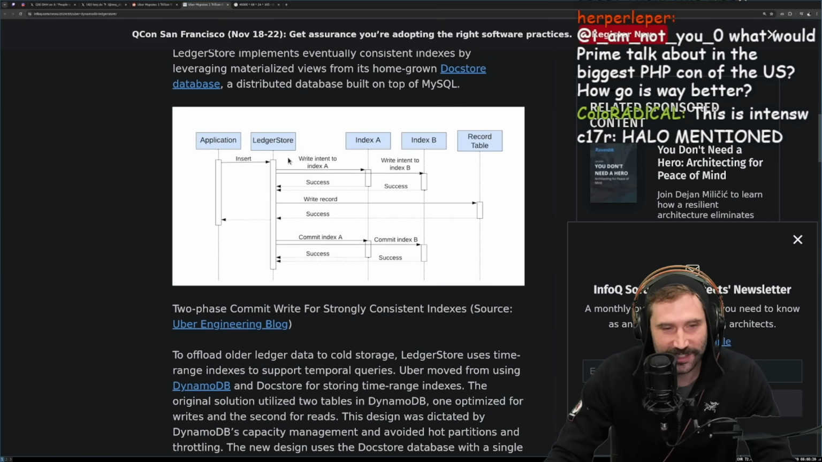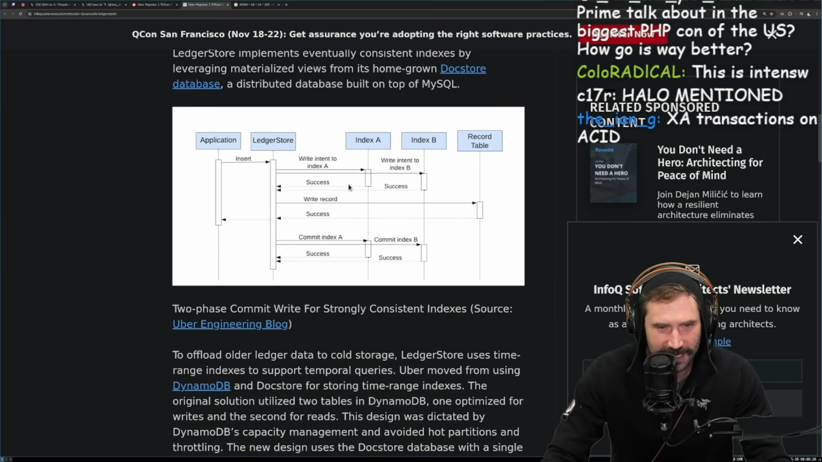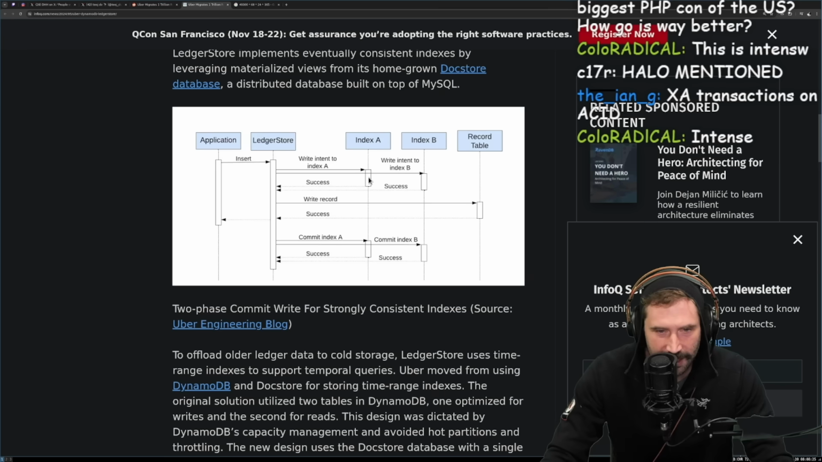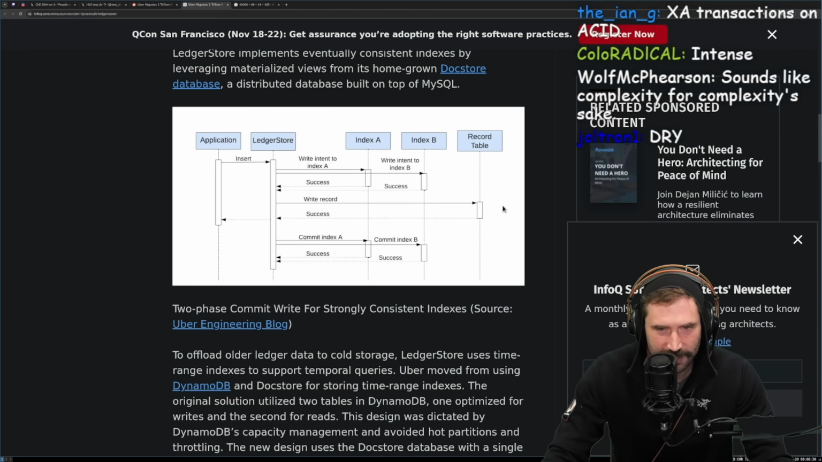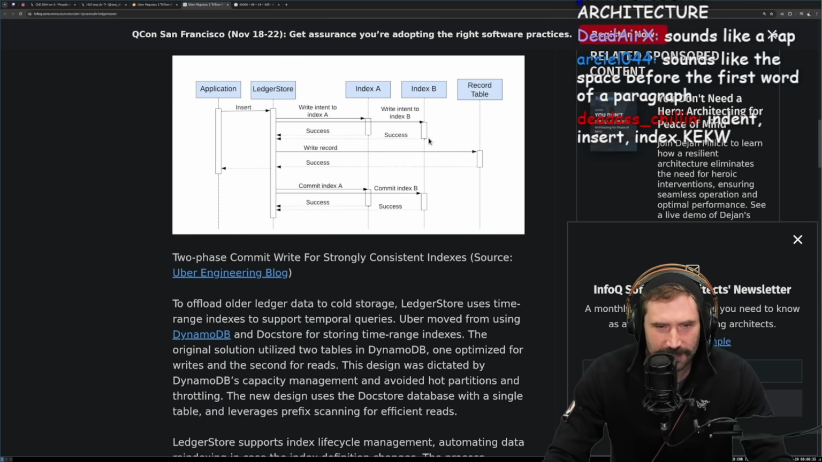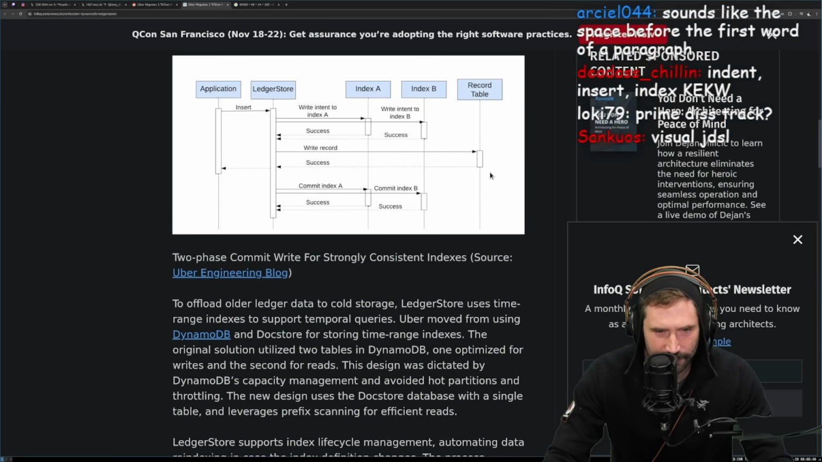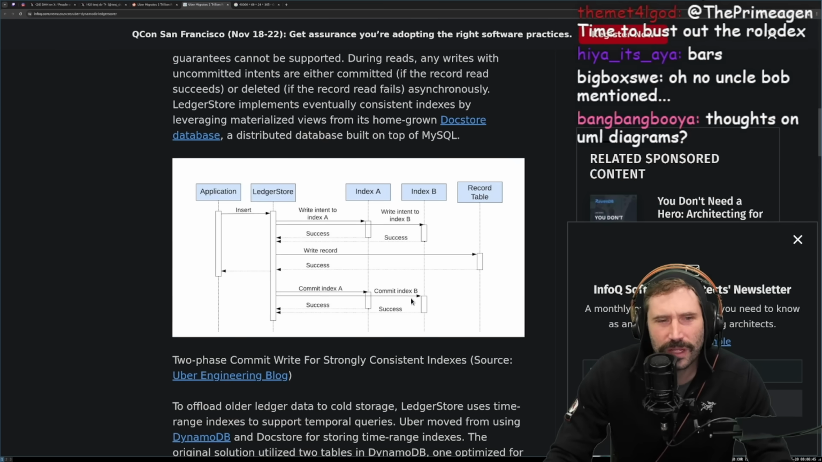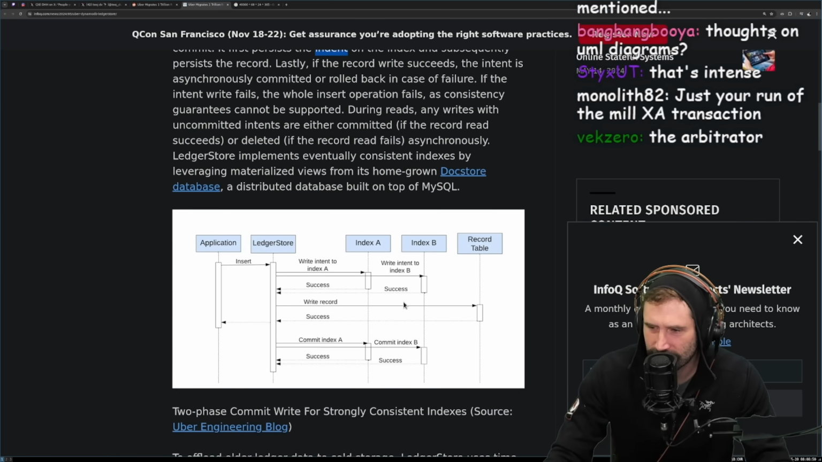Okay, application insert into the ledger store. The ledger store writes intent to index A. Okay, writes it to intent or to B. Success is said. Writes record to table record. So it has to write to these two indexes, and then it writes to the record table, and then it commits to these indexes. Yeah, I guess I don't understand why, right?